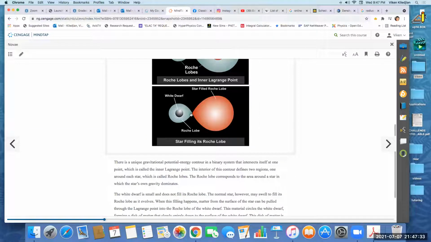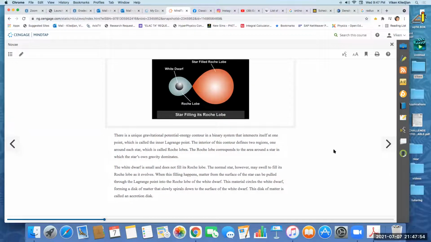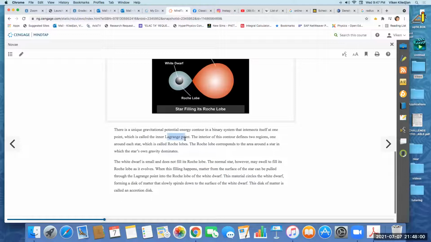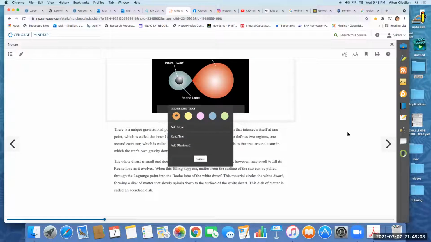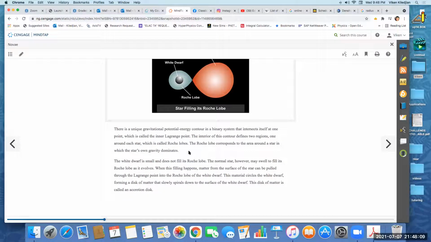Okay, through that Roche lobe. It's like a balloon that's releasing air. Imagine filling up a balloon so much that the pressure inside causes the air to leak out. So then this is going to start feeding this one. So it says there's a unique gravitational potential energy contour in a binary system that intersects itself at one point, which is called the inner Lagrangian point. So that's this point right here. The interior of this contour defines two regions, one around each star, which are called Roche lobes. The Roche lobe corresponds to the area around the star in which the star's own gravity dominates.